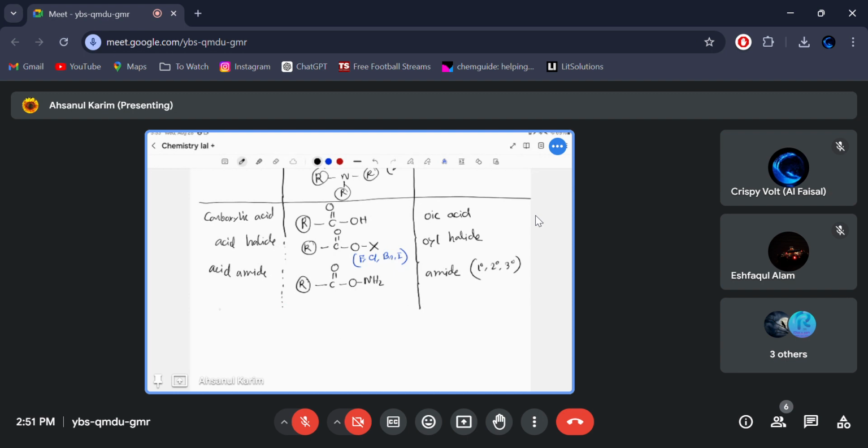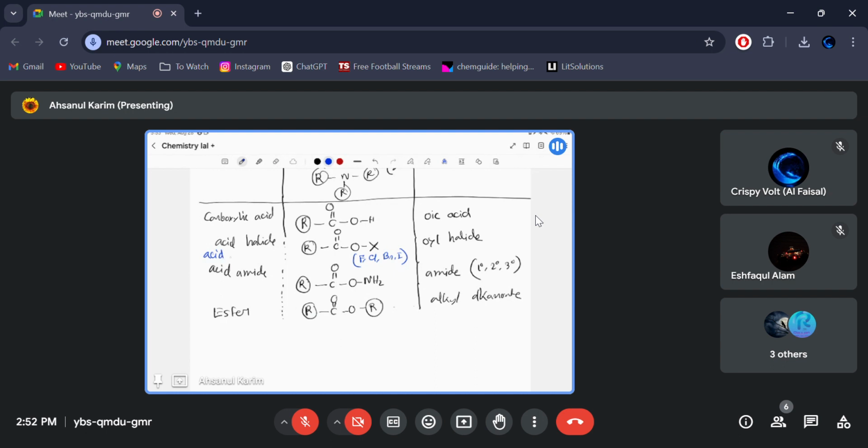Now I have ester. What is ester? Ester is nothing but an alkyl group attached with the O, correct? And the name of ester is alkyl alkanoate. Understandable?